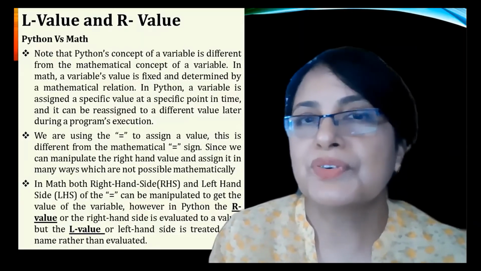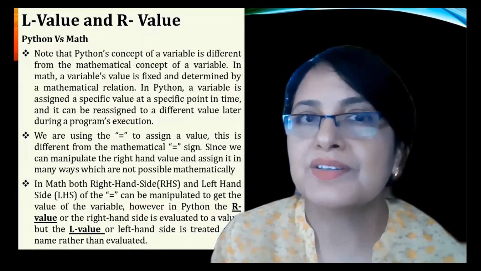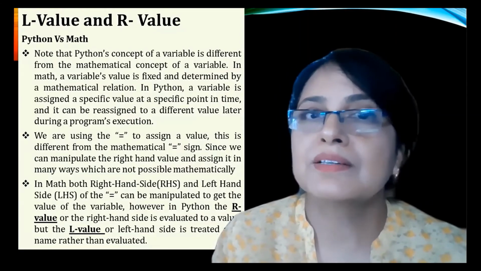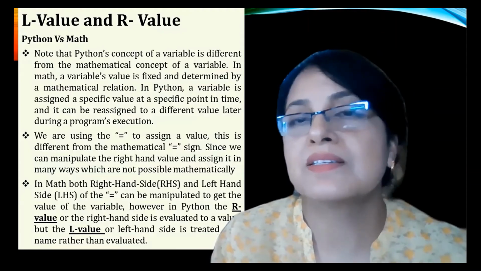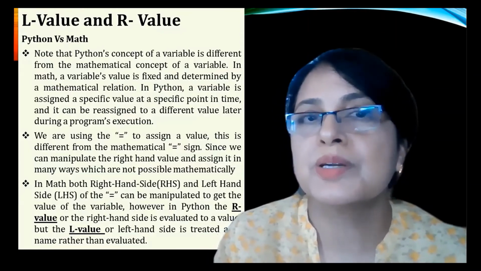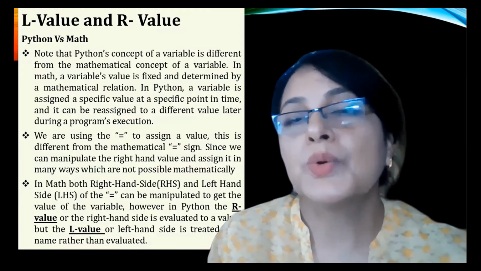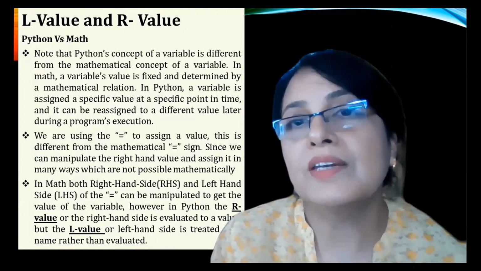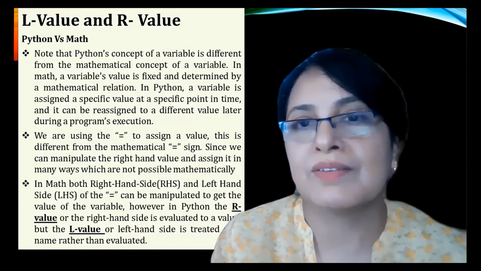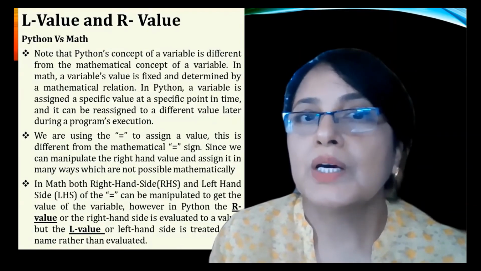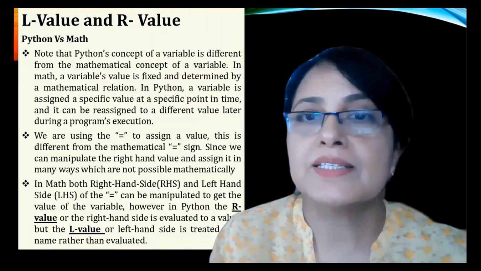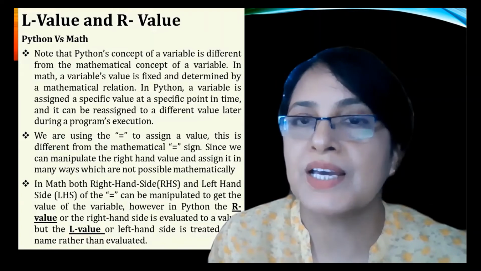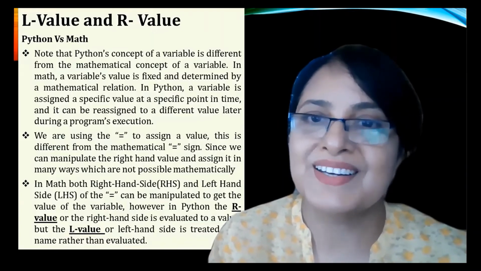The concept of a variable in Python is very different from the mathematical concept of a variable. In math, a variable's value is fixed and determined by the mathematical relation, whereas in Python, you can assign a value to a variable at a specific time, but later in the program, you could change that value as well. You can also manipulate the right-hand side in different ways and assign that same value to the left-hand side. This we will look at with an example.